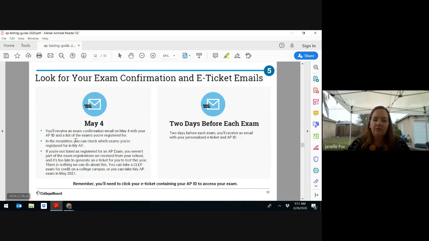In the meantime, you can still check. And then 2 days before each exam, you're going to receive your specific e-ticket, and you're going to write down your AP ID, and you're going to be ready to rock.